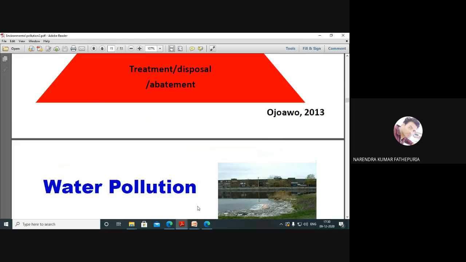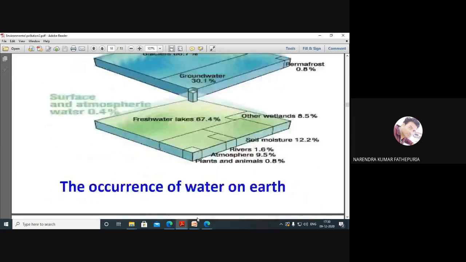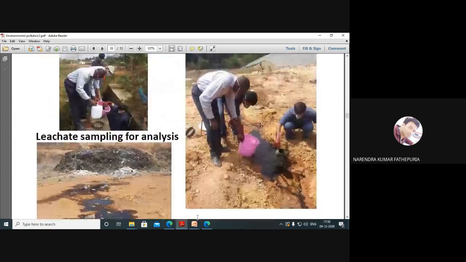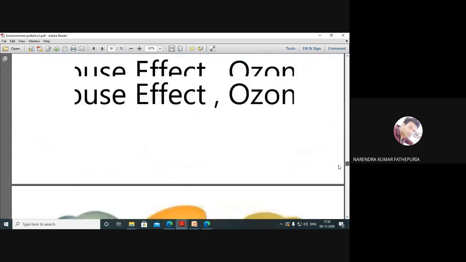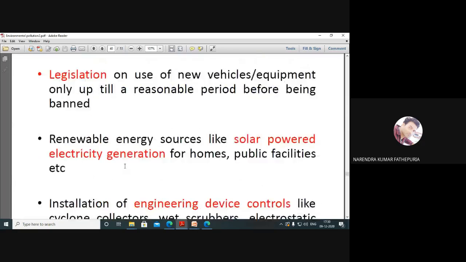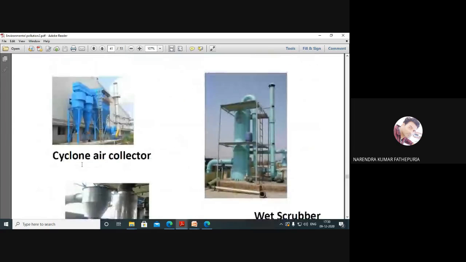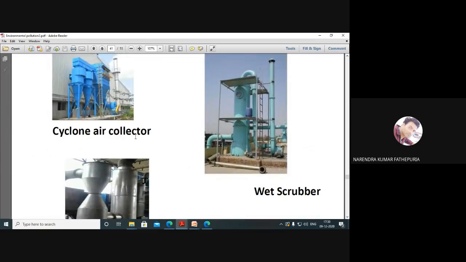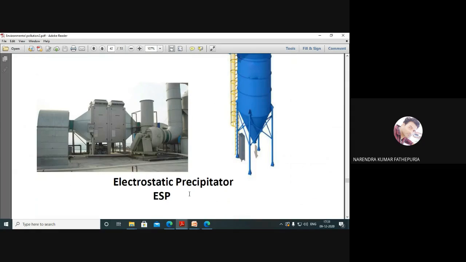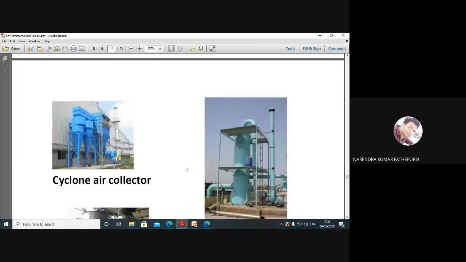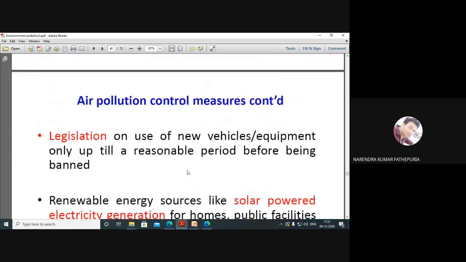Once you identify that the air pollution is coming because of this only, then you can control it. For the treatment and abatement part, you can use various engineering devices for controlling air pollution, like electrostatic precipitator, wet scrubber, mechanical scrubber, right? Here it is: a cyclone air separator, cyclone dust collector, wet scrubber, electrostatic precipitator. These are the air pollution control devices which have to be incorporated in the industries responsible for releasing the pollutants, right? So pollution can be controlled from the industry part.